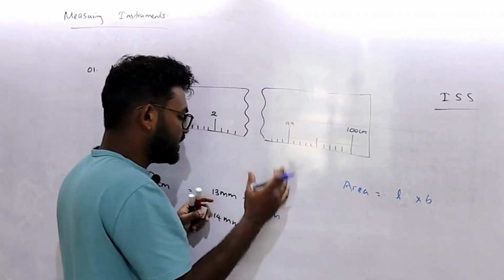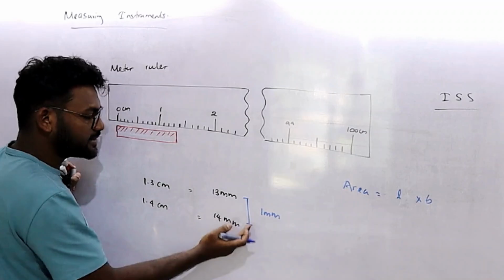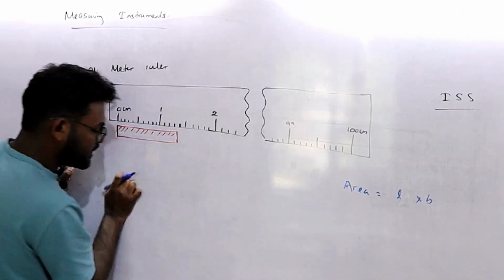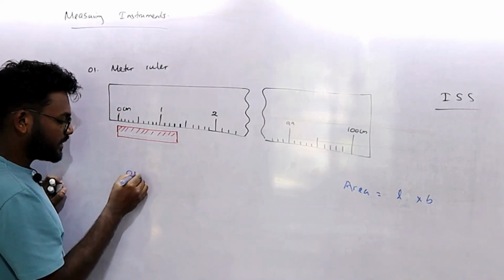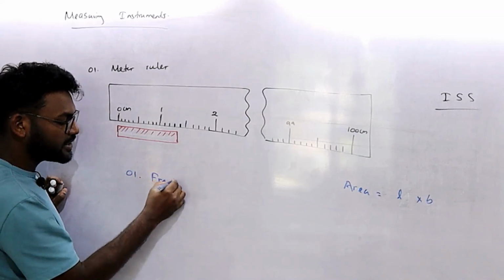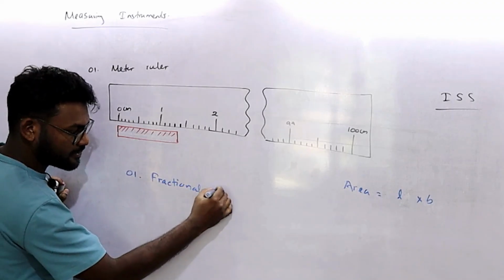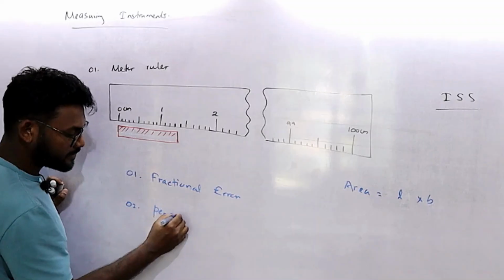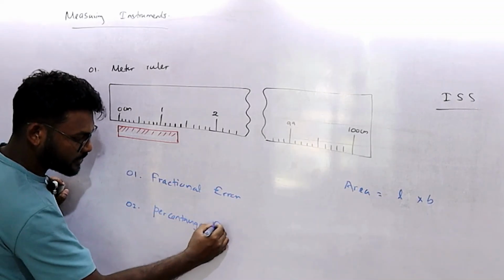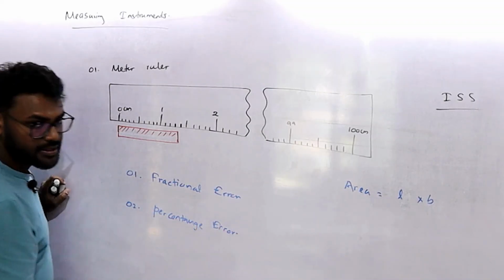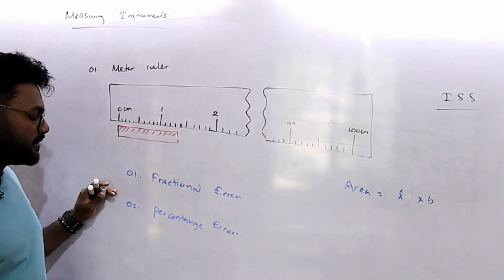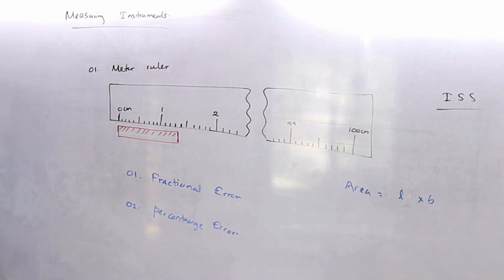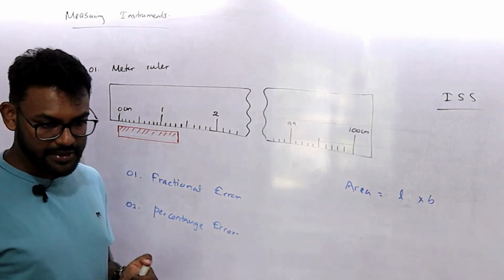So in that case, instead of saying the maximum error that we could have, we can express the error in two meaningful ways. The first one is something called the fractional error, and the second one is the percentage error. So we write them one after the other. You can write it down. First one, the fractional error. Second one is the percentage error.